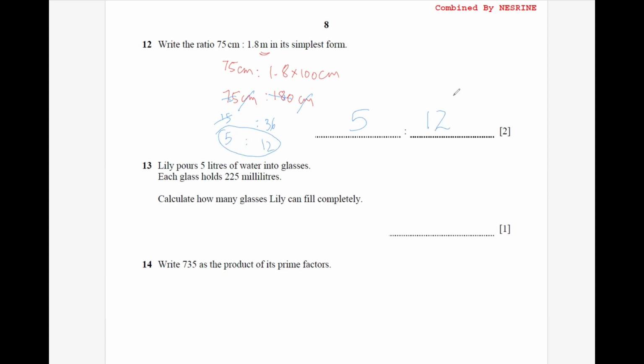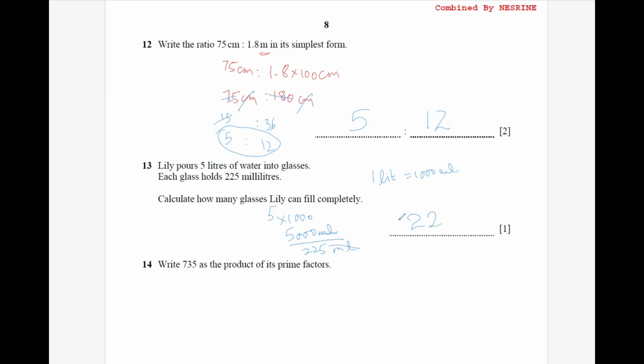Okay, question number 13 now. Lily pours 5 liters of water into glasses. Each glass holds 225 milliliters. Calculate how many glasses Lily can fill completely. Yes, we need to divide them. This is a question of division. 5 liters means 5 times 1000, because we know that 1 liter has 1000 milliliters. So this is 5000 milliliters divided by 225 milliliters. Milliliters get cancelled out, and using your calculator you can find the answer to be 22.